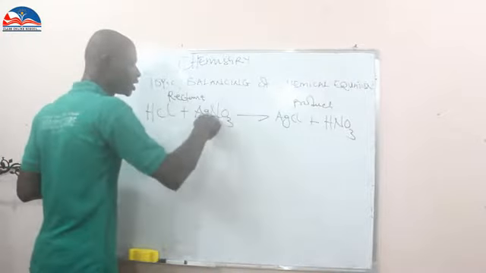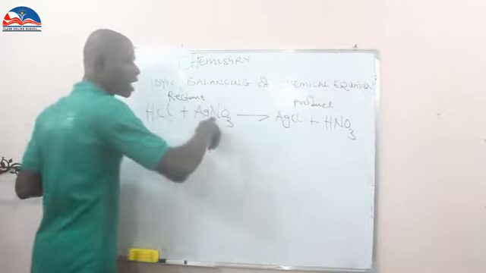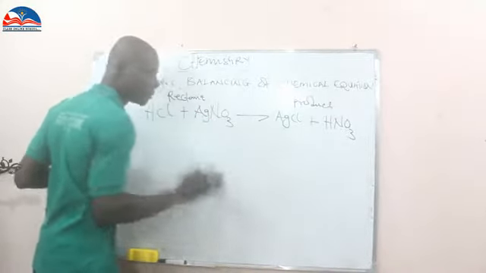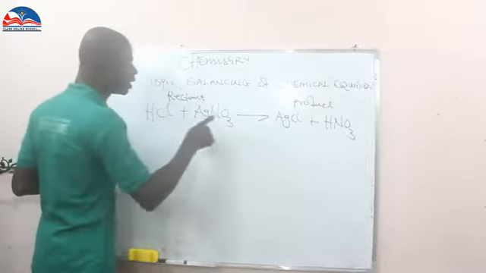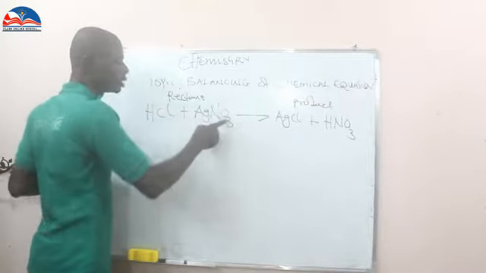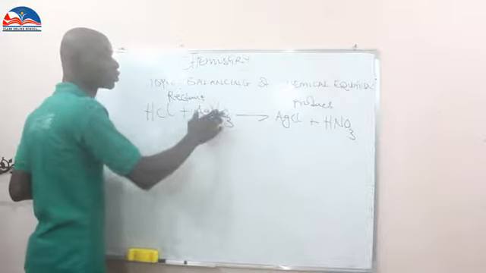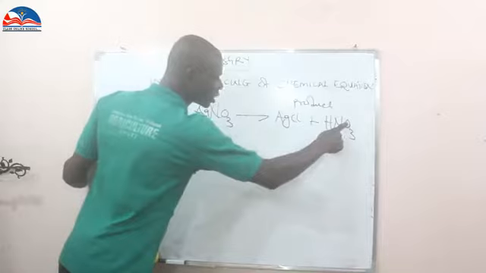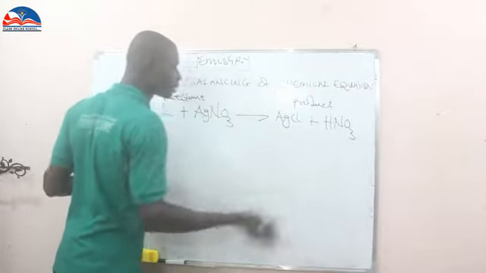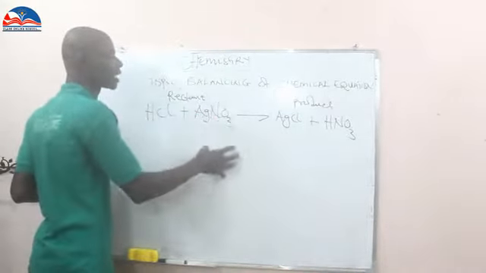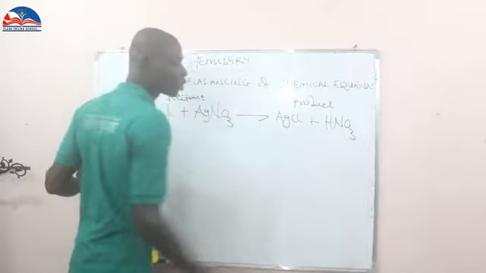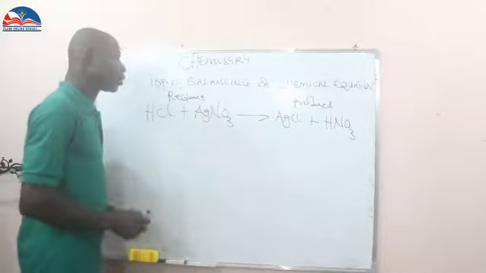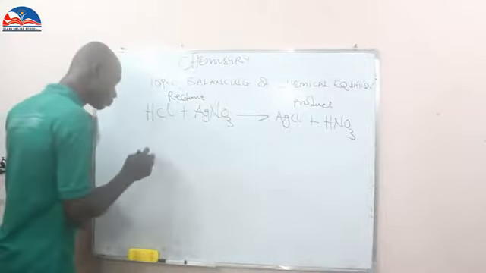Now, how many nitrogen is in the reactant side? 1. How many nitrogen is in the product side? 1, making them balanced. Now, how many oxygen is in the reactant side? This 3 here is affecting oxygen, making oxygen become 3. If you go to this side, this 3 is affecting oxygen, making oxygen become 3. Therefore, we have 3 in the reactant side and also 3 in the product side. This is enough to balance the chemical equation. Now, I can have another one in this form.